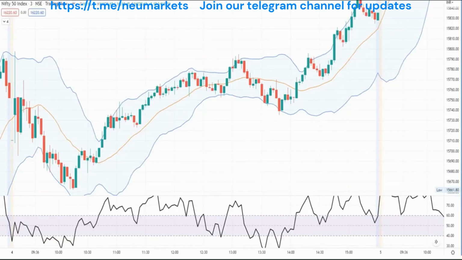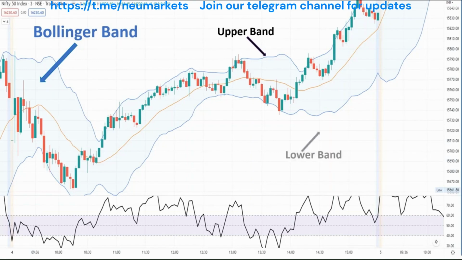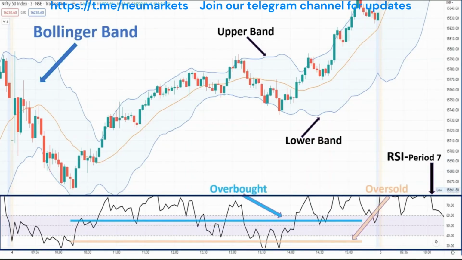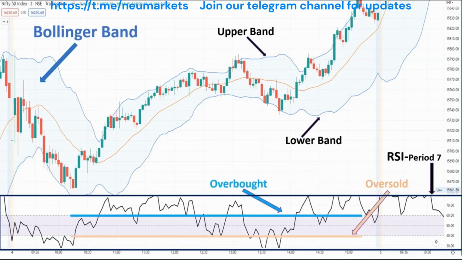Okay traders, let's learn this strategy. We will be using 3 minutes time frame. We will use Bollinger Bands with default settings. We will be using upper and lower bands for our strategy. We will use RSI along with Bollinger Bands. We will use period setting of 7 instead of default. We will set overbought levels to 60 and oversold levels to 40. Our setup is ready.